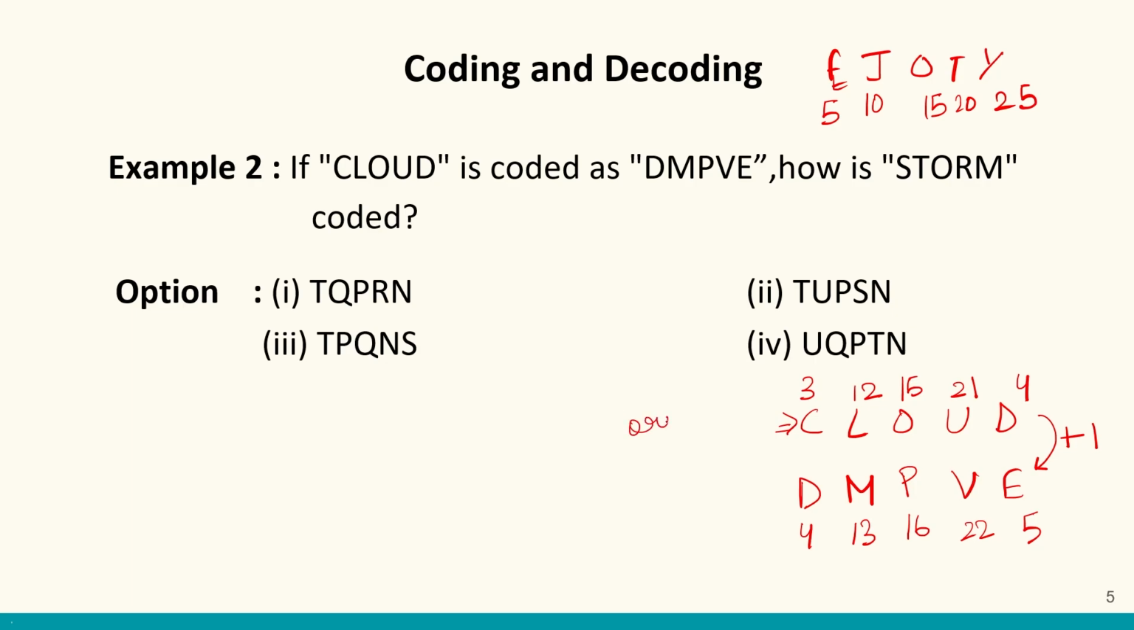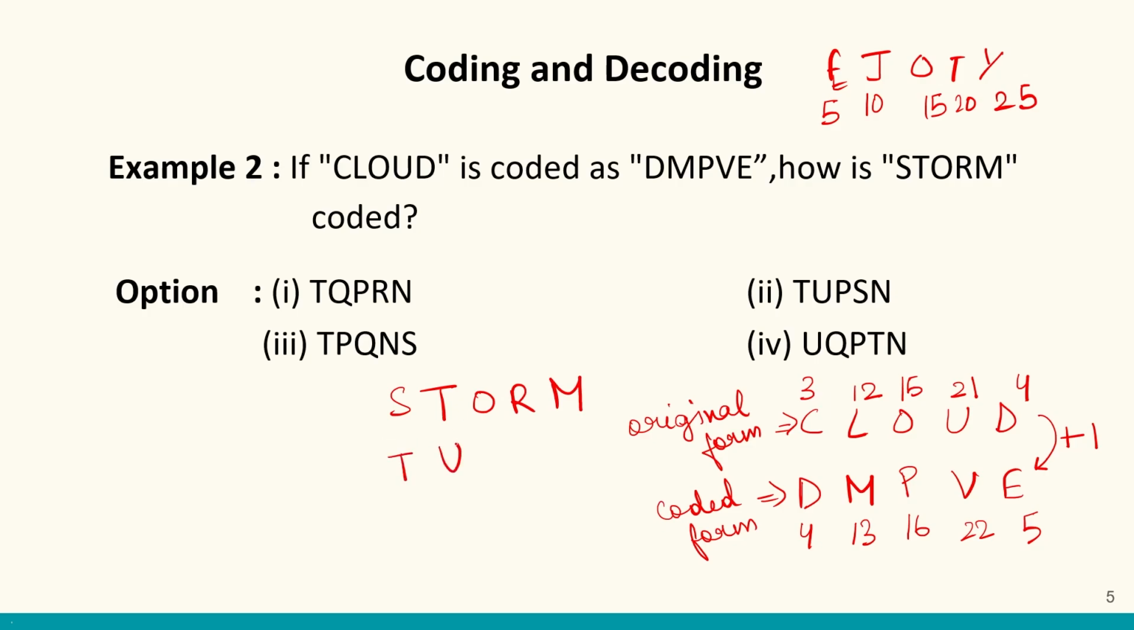This is the original form, and this is the coded form. So let us write the other original word over here, STORM. We'll move one position forward. S will be T, T will be U, O will be P, R will be S, and M will be N. So our answer will be TUPSN, which is option number 2.